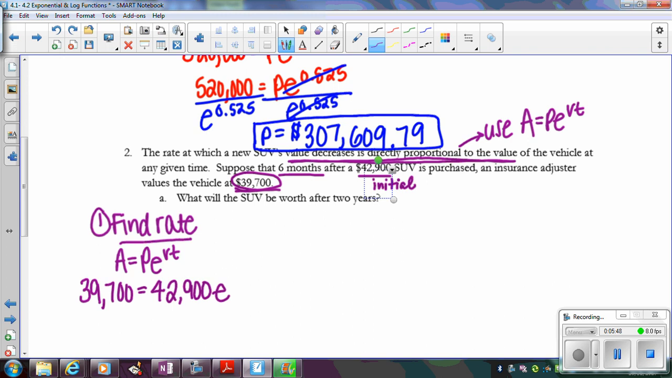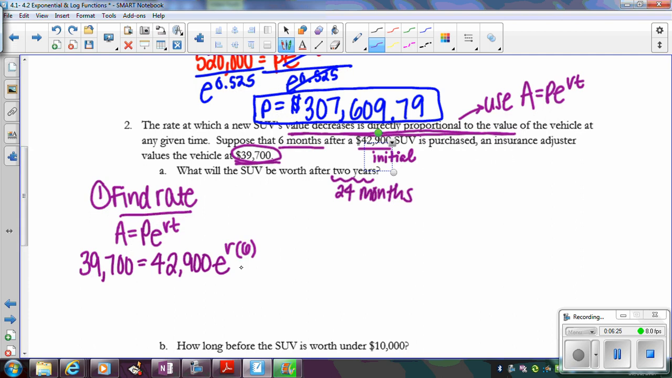E, and I don't know R, so I leave it as R, and then T is 6 months. So if we're going to do everything in months, if I use 6 months here, that just means when I go to do this 2 years, I need to make sure I convert that over to months. So that's going to be 24 months since I'm using months here. Otherwise, you would want to make this into years, so you could do 0.5 up there if you're going to stick with the 2.